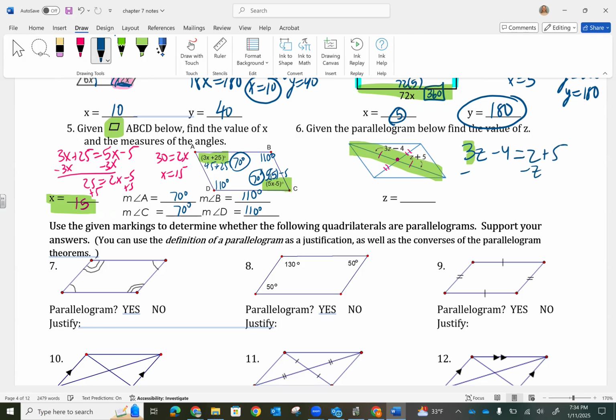Subtract z from both sides. You get 2z minus 4 equals 5. Add 4 to both sides. You get 2z equals 9. Divide by 2, you get z is equal to 4.5. Okay, so diagonals are chopped in half by each other.